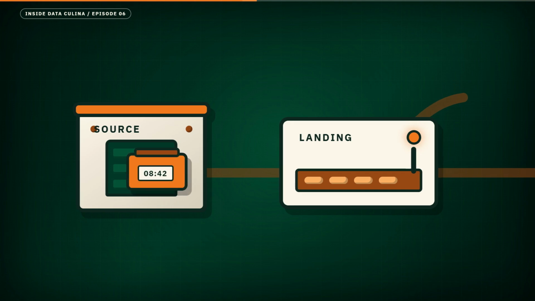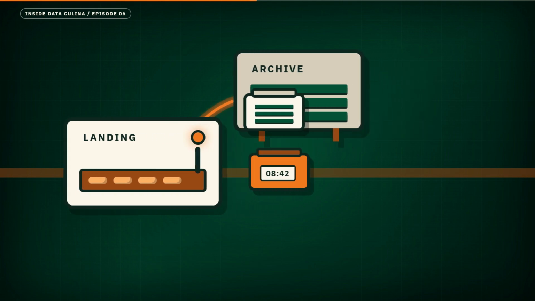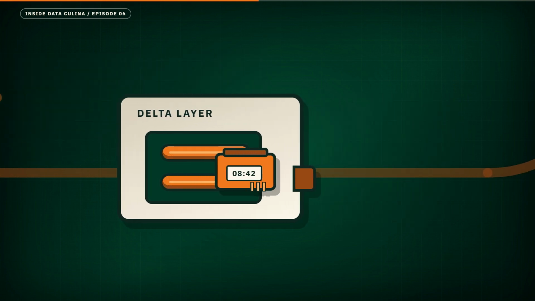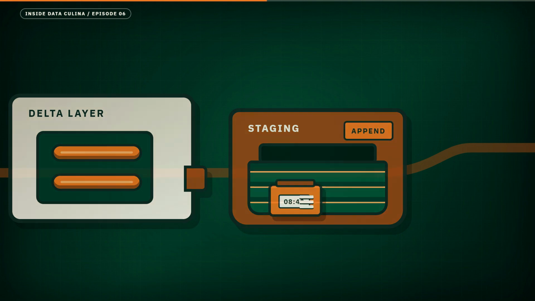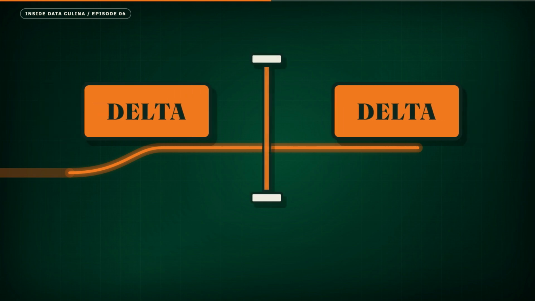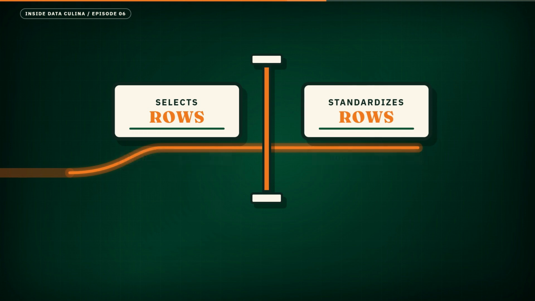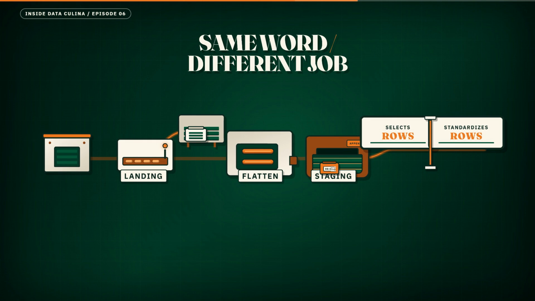Both promises follow the same route. The source is captured in landing. A copy branches to archive for preservation. Landing then moves through the delta storage layer, where records are standardized and flattened before staging receives an append. Yes, delta appears twice because naming enjoys mischief. Delta ingestion mode means selecting new or changed source rows. The delta layer is a processing stage used by both full and delta loads. Same word, different job. Keeping them separate prevents a load strategy from being confused with a storage layer.